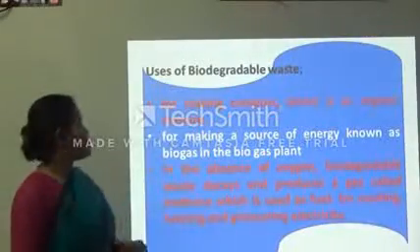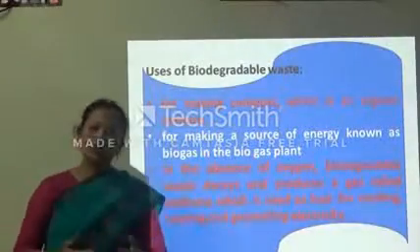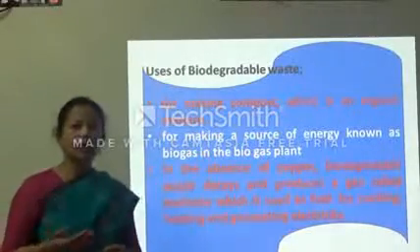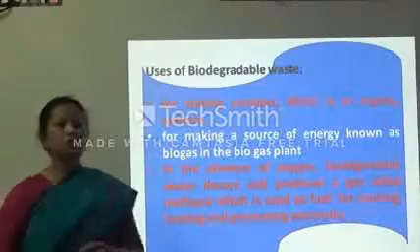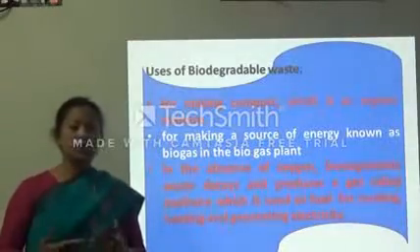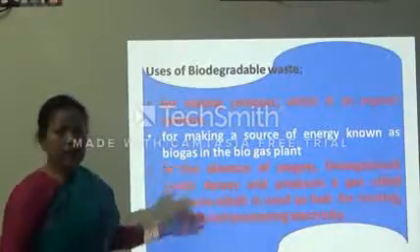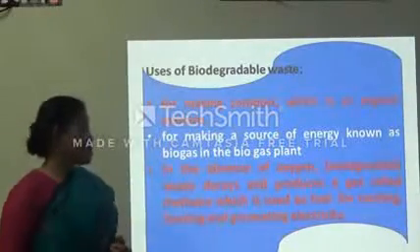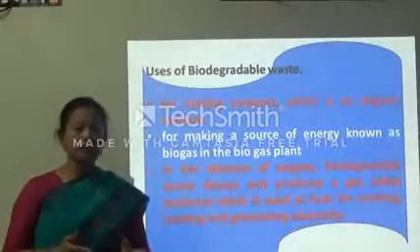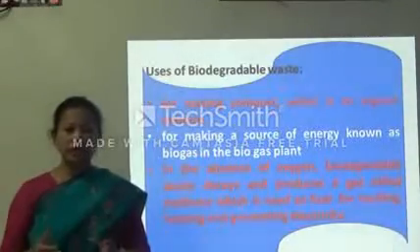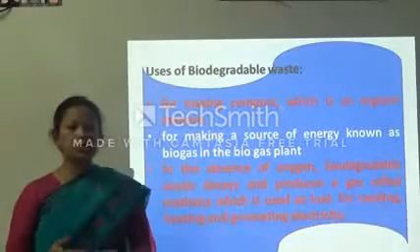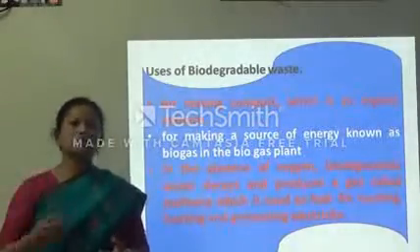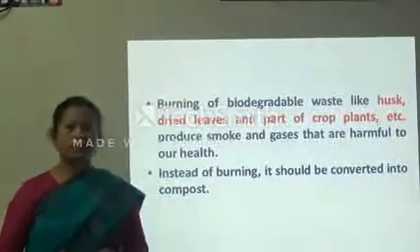So let's study about the uses of biodegradable waste. It is used for making compost, which is an organic manure, and for making a source of energy known as biogas in the biogas plant. In the absence of oxygen, biodegradable waste decays and produces a gas called methane, which is used as fuel for cooking, for heating and for generating electricity.